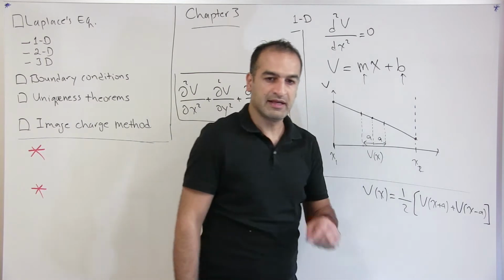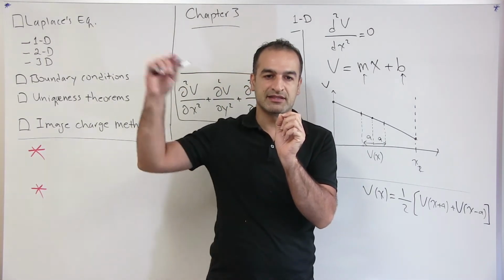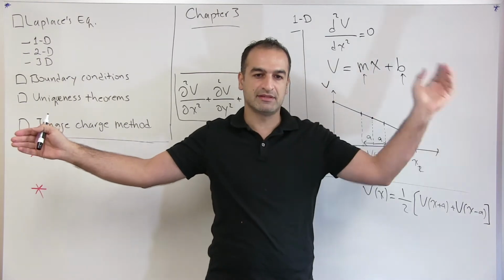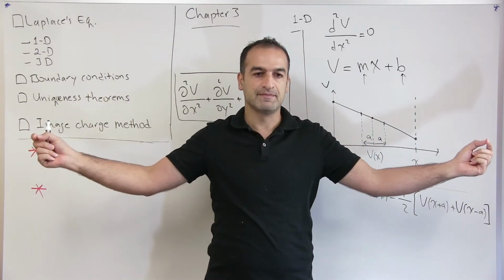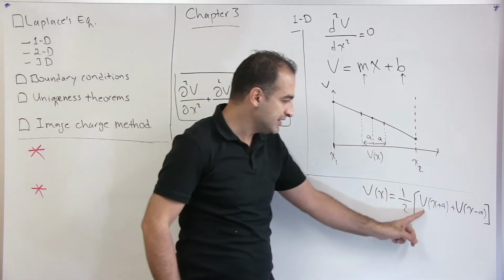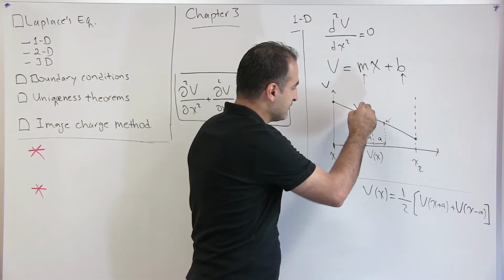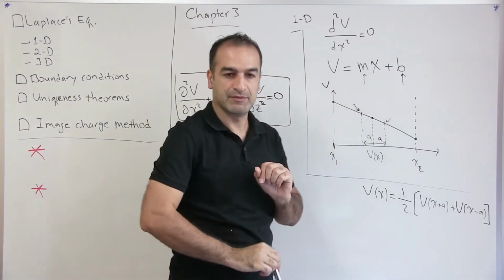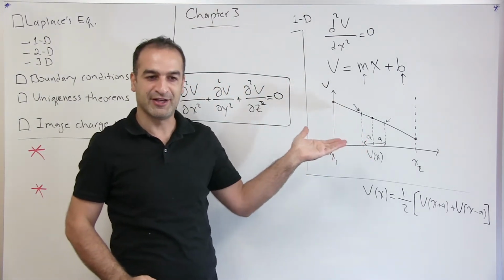Okay, meaning that at any position you are, you can look at your neighbors, the same distance at the left, the same distance at the right. Your value is the average of your neighbors. If you look at Vx, this is the average of Vx plus a, the point here, and Vx minus a, the point here. And this is, as I said, very obvious when you have a line like this.